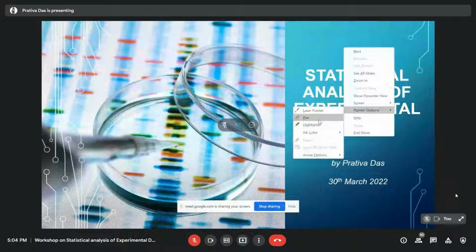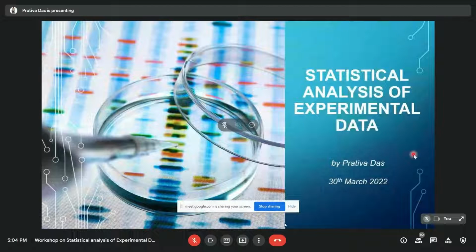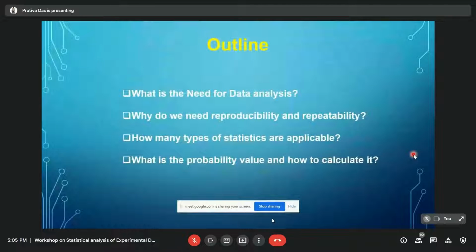Okay, guys. So let's start the session. Today I'm going to talk about statistical analysis of experimental data. This is a basic outline of the topics I'm going to discuss today. First we're going to start with what is the need for the analysis of this data and why the repeatability and reproducibility of the data is so important to claim some actual advancement in science. Then we'll discuss the types of approaches in statistics which can be applied to analyze the data. And we mainly talk about the probability value. We'll define it and we'll try to calculate it by different kinds of approaches.